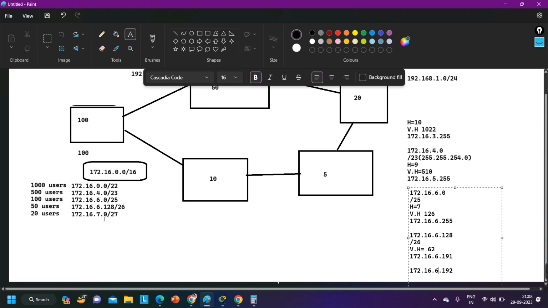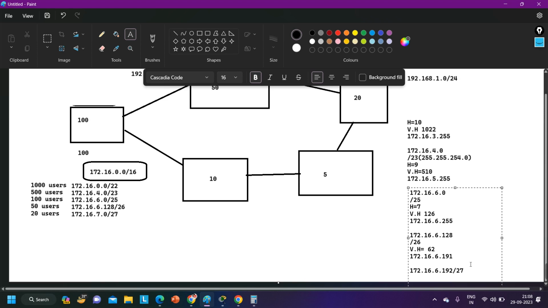Sir, you said 7 would work here. Yeah, the last one, I guess I was wrong. So the last network ID is 6.192, and the slash value will be, actually we need 20 IP addresses, so the slash value should be what? 27. 27 only.